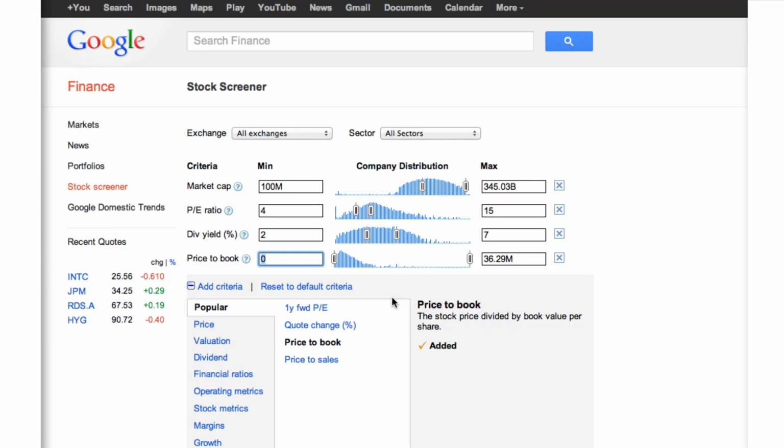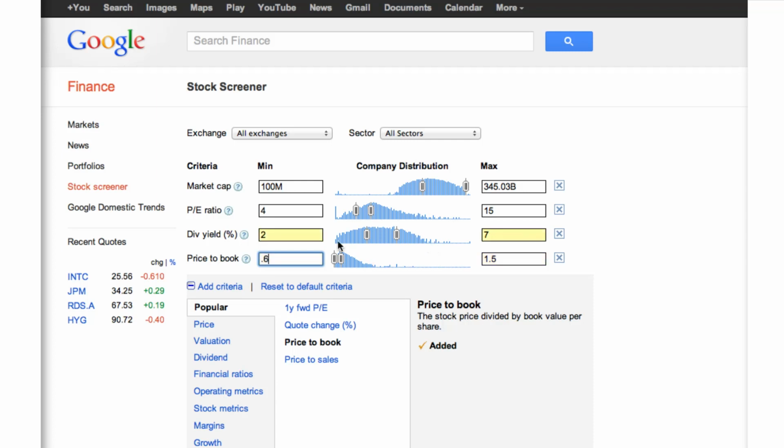Now, the reason I like the price to book is because that tells me my margin of safety. And if you remember, we're trying to find a price to book that is below a 1.5. Okay, so we'll move the slider down, and you can type in the exact number that you want right there. So I put 1.5 in as my top criteria. And as far as the bottom criteria, I'm just going to put in 0.6.